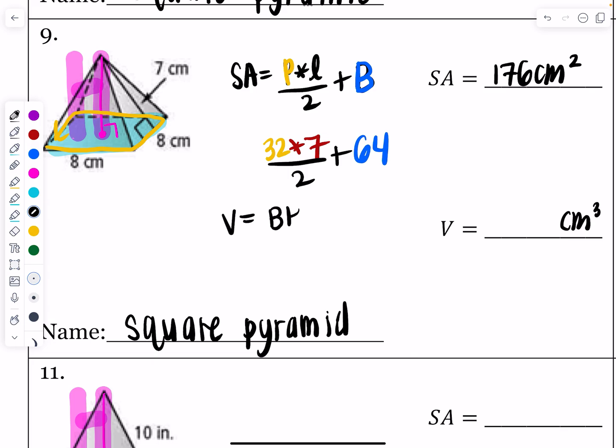My volume is base times height divided by 3. We've already found our base, thankfully. It was 64. What is my height of the pyramid? Well, we don't have it yet, so we're going to find it.